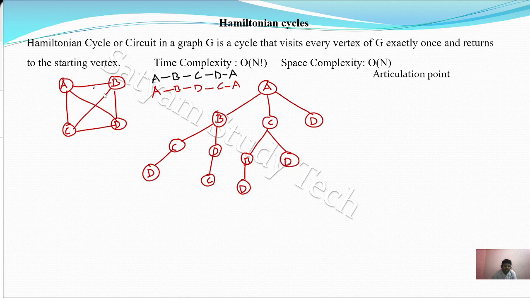So here you can see A to C, and C to B, and B to D, and D to A. So that cycle exists: A to C, and C to B, and B to D, and D to A. Another cycle also exists. Now we can check.